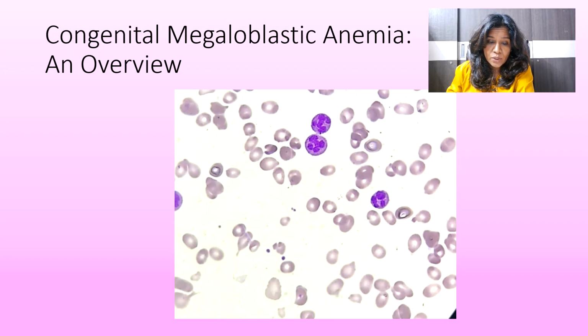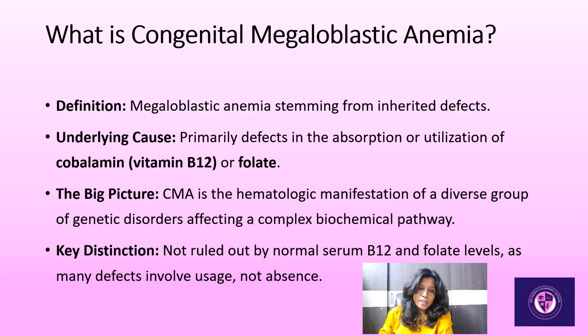So this is what usually a peripheral smear will look like to you: you will see these hypersegmented neutrophils and you will see these macrocytes and macro-ovalocytes in your peripheral blood. That is when you have to consider trying to diagnose the congenital form of megaloblastic anemia also. So what exactly are we thinking about when we are talking about congenital megaloblastic anemia? So let's just define what we are talking about.